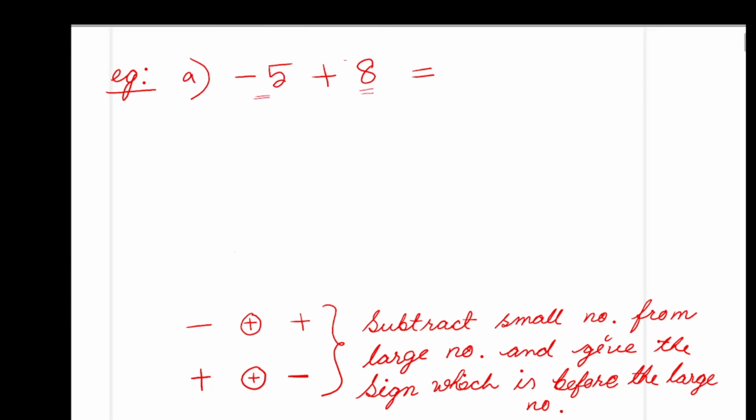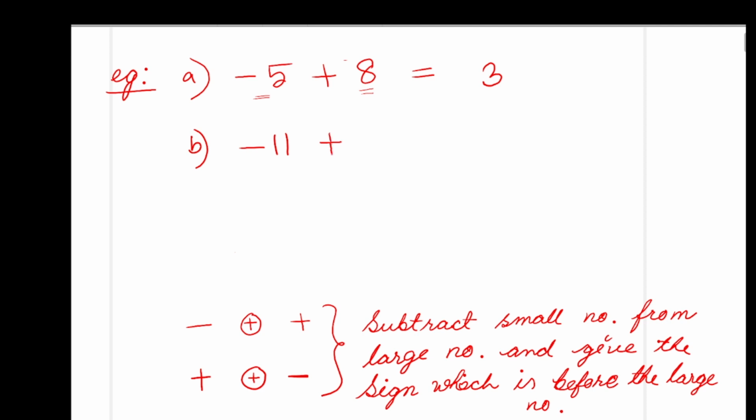Okay. So what to do? Subtract the small. Here you need not consider the symbol. From 5 and 8, which one is smaller? 5. So you have to subtract 5 from 8. 8 minus 5, it will be what? 3. Now see, what is the symbol before 8? This is positive. So before the answer also it will be positive.